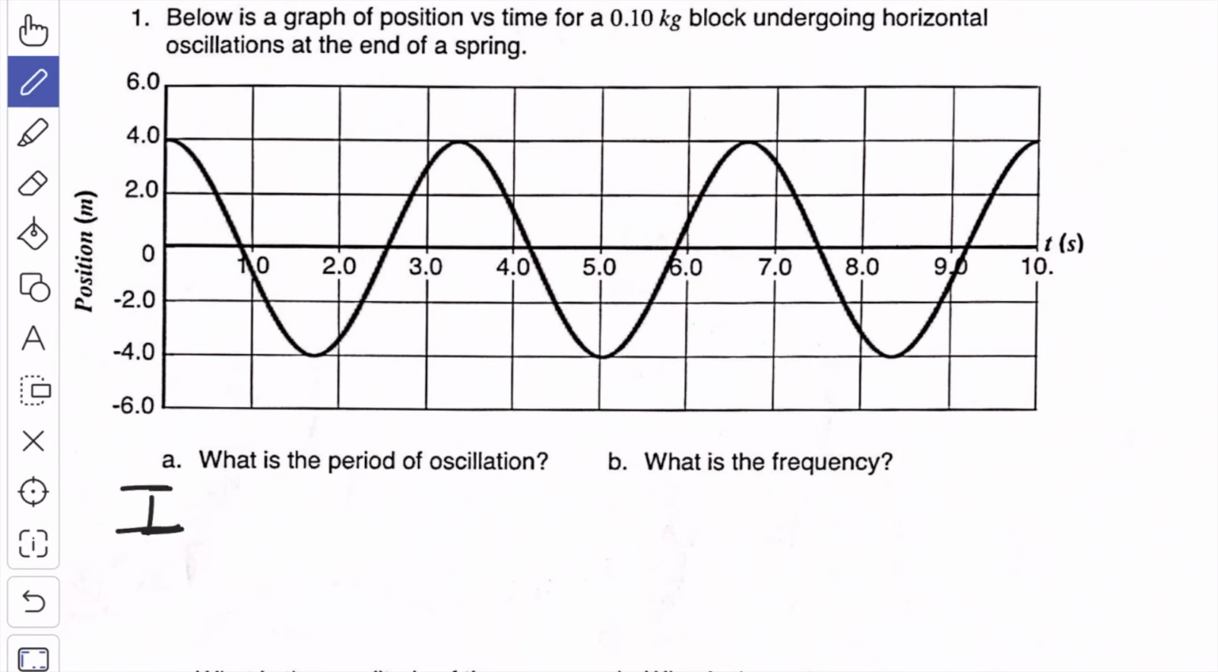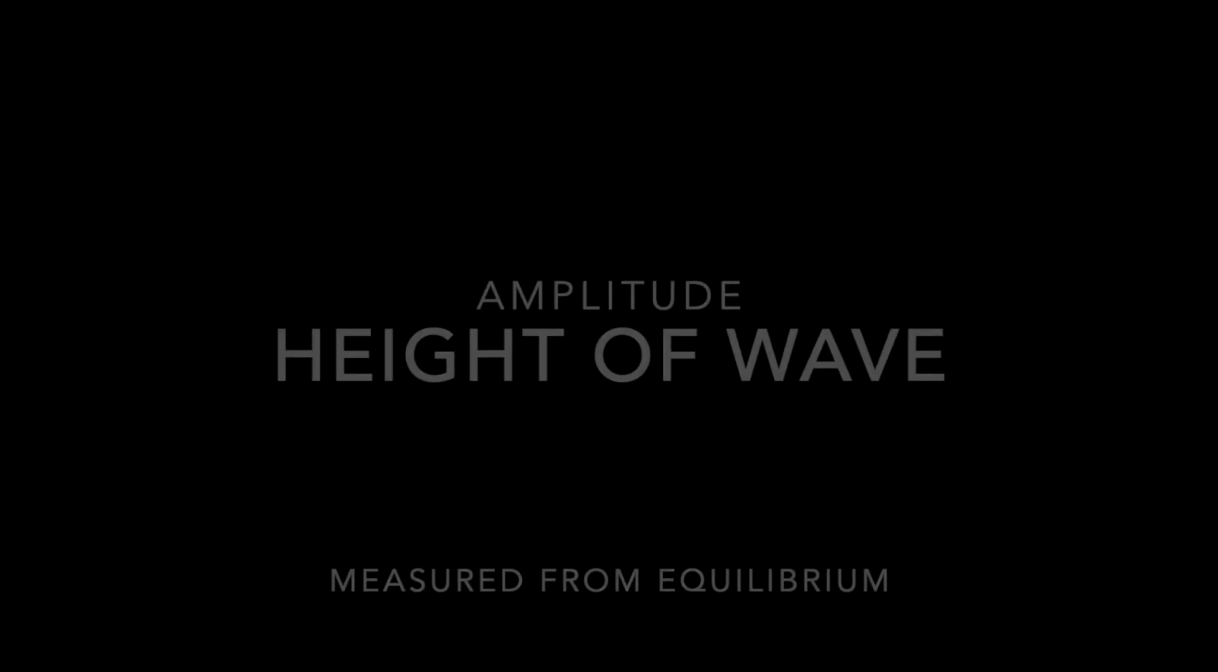On part A, what is the period of oscillation? Well, period is the time for one cycle. So you could look at this and try to guess at 3 point however much seconds per cycle. Or you could just take the total time divided by the total number of cycles, and that would give you the time for one cycle, 3.3. From there, you should be able to get the frequency.